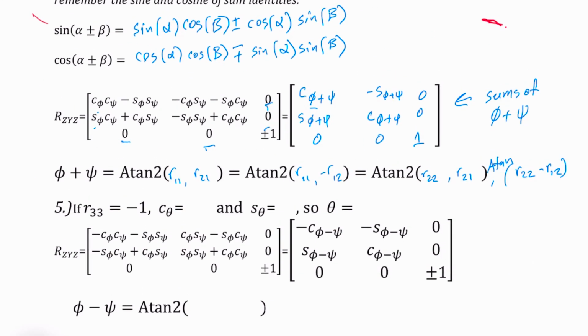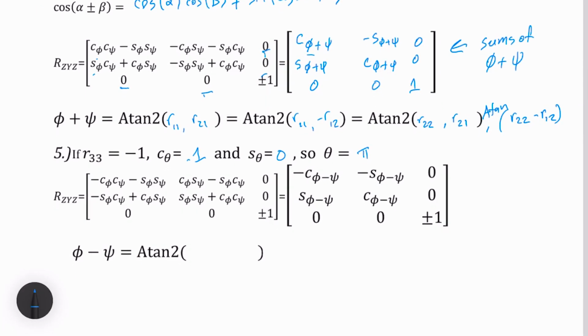Now let's do the other option. If r33 is equal to negative 1, that means the cosine of theta is equal to negative 1, and sine of theta is equal to 0. And so theta, the only way to get negative 1 is to have this be either plus or minus pi. And by a very similar argument, these are all the difference, phi minus psi.